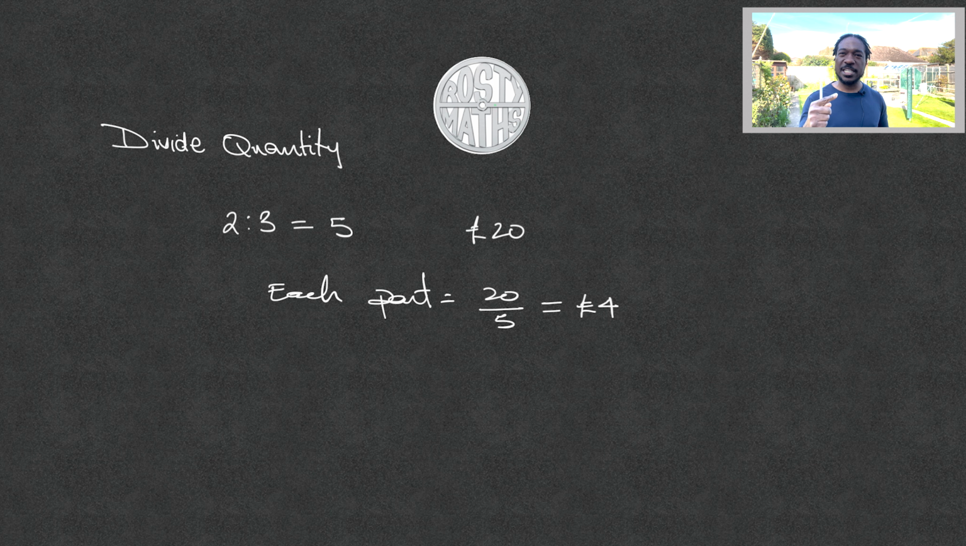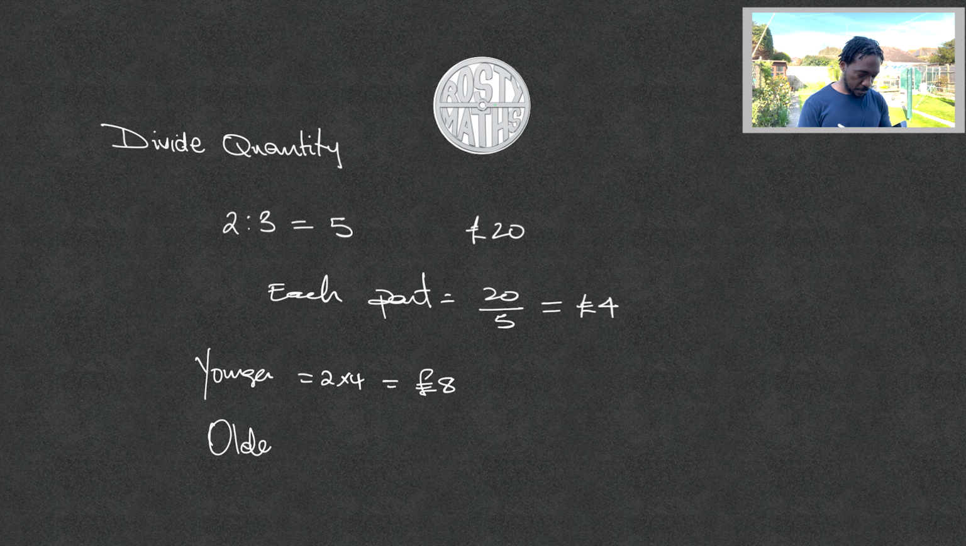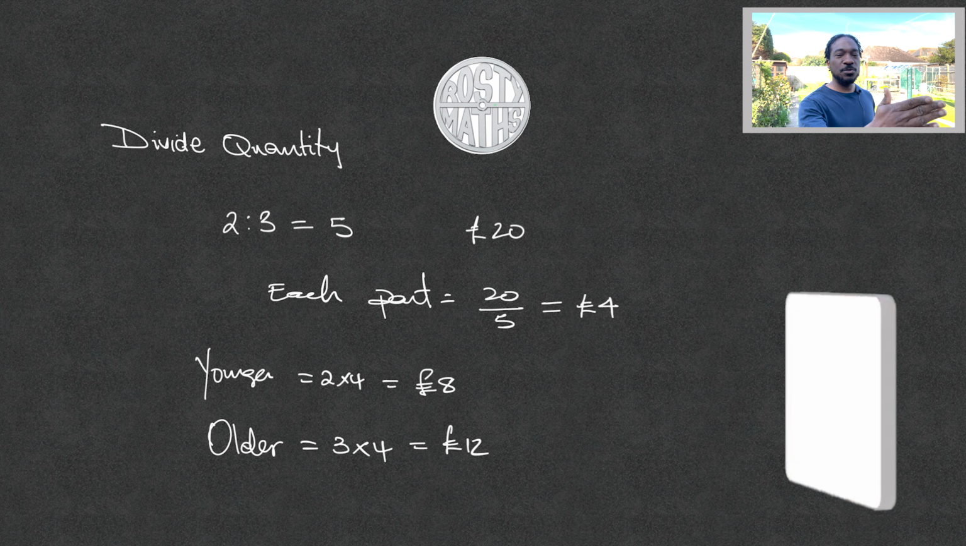Now that I know that each part of the ratio is £4, I can work out that the younger person will get 2 times £4 because they get 2 parts of the ratio. So 2 lots of 4, they will get £8. The older person will get 3 times 4 because they get 3 parts of the ratio. So 3 times 4, they get £12. And that's the end of how you share a ratio.